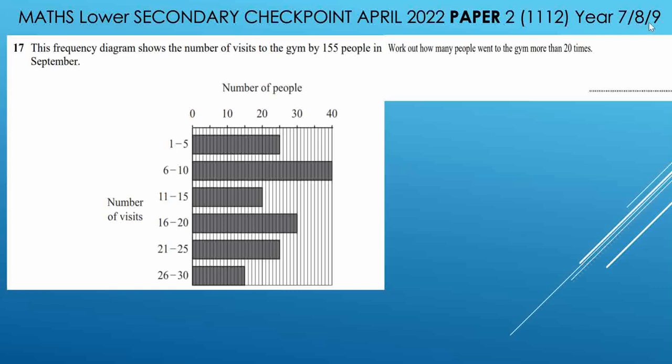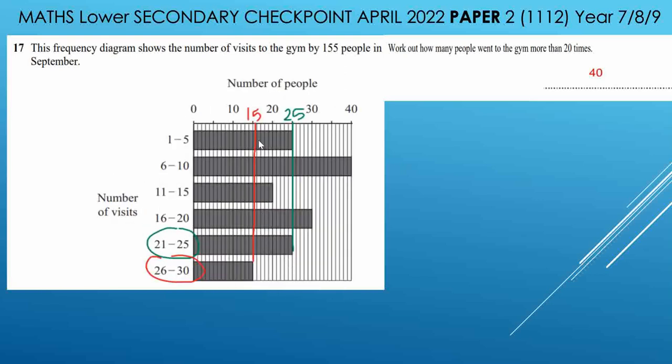So more than 20 times. The answer is 40. Here's the explanation. More than 20 times means the number of visits has to be from 21 to 25 and 26 to 30. For this one it is 25, the block, and this one is 15.